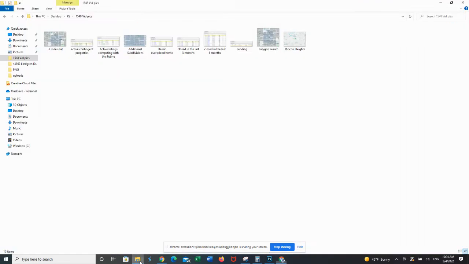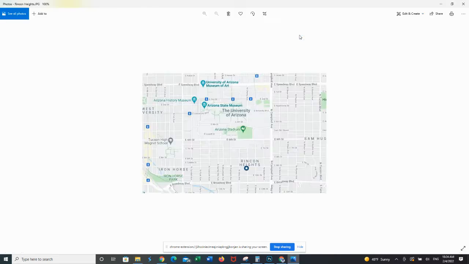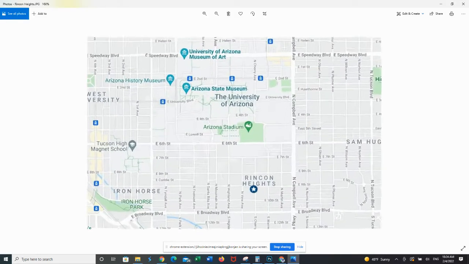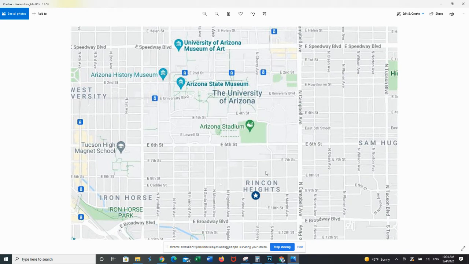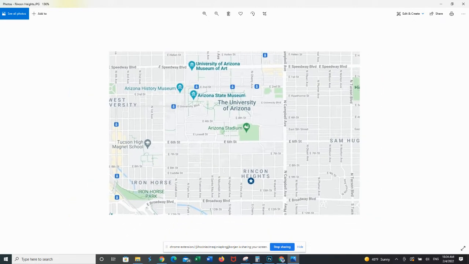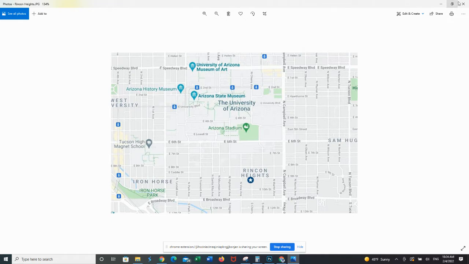Okay. So when I started taking pictures of the subdivision, I started with the typical polygon. Actually, I started with an overall map, as you're going to see in this picture. And that property appears to be close to Rincon Heights, right? But if you notice, we've got Sam Hughes nearby, Iron Horse, West University, so on and so forth. So the area is pretty good because it's close to the U of A.